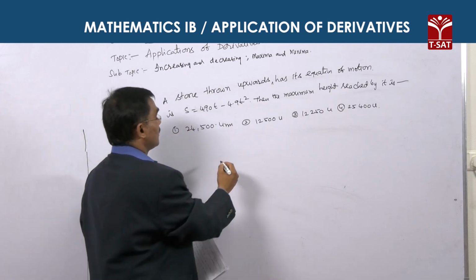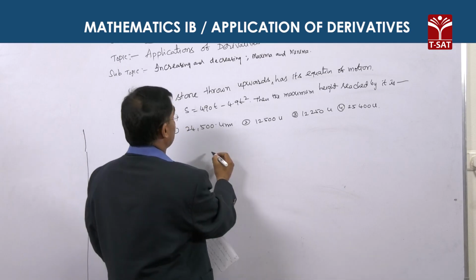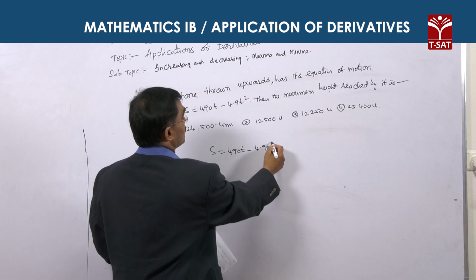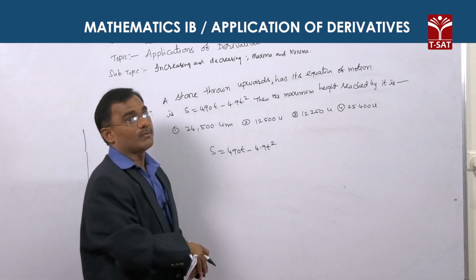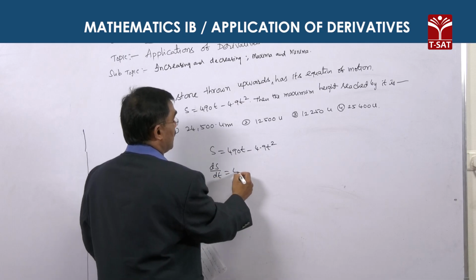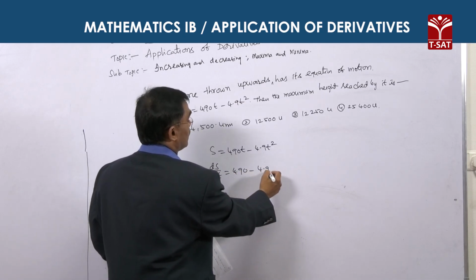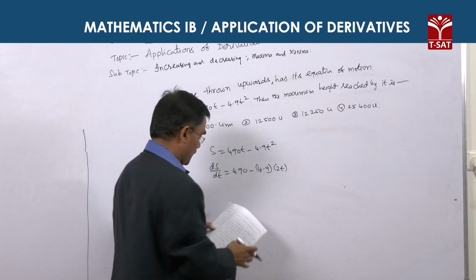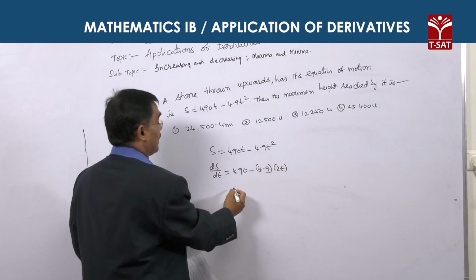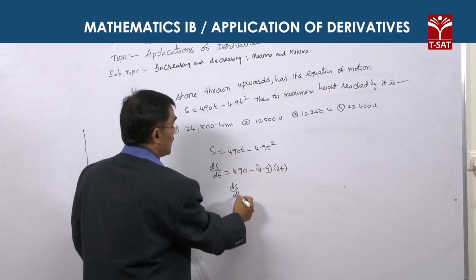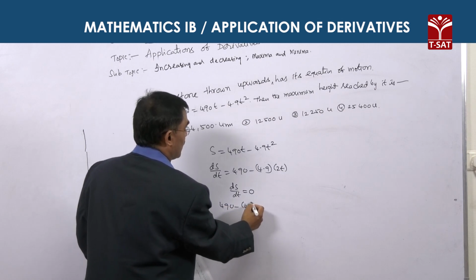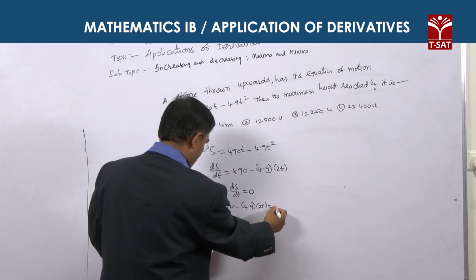The particle's path equation is s equal to 490t minus 4.9t². We find the maximum value of s, so ds/dt is 490 minus 4.9 into 2t. At the maximum value, ds/dt must be equal to 0. So 490 minus 4.9 into 2t is equal to 0.